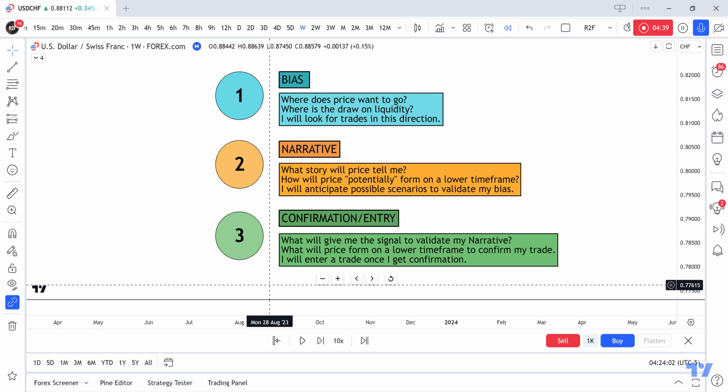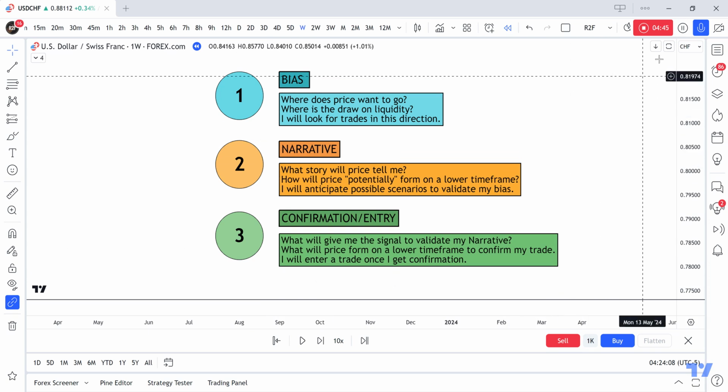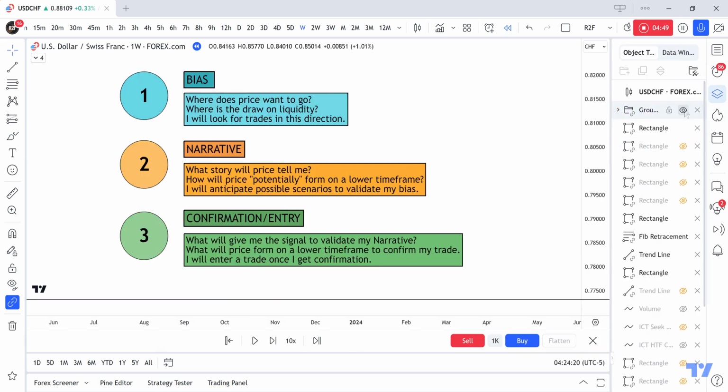All right, so let's go into the chart and see how it would look, sourcing for a trade using the replay tool. I'll just hide these drawings for now.